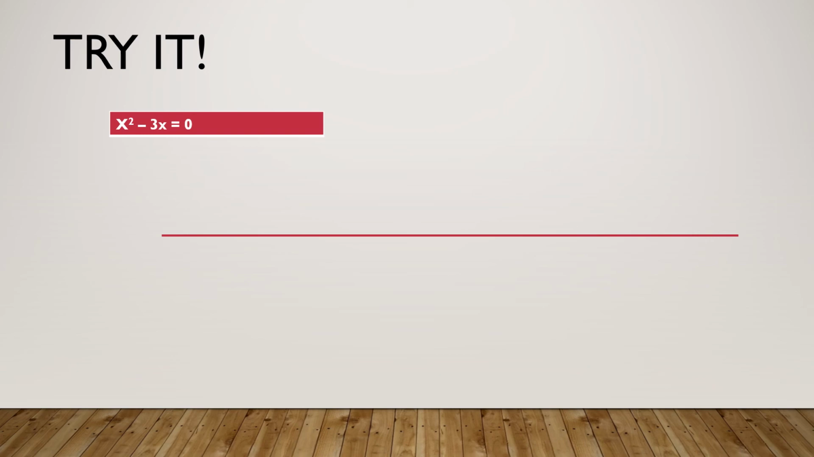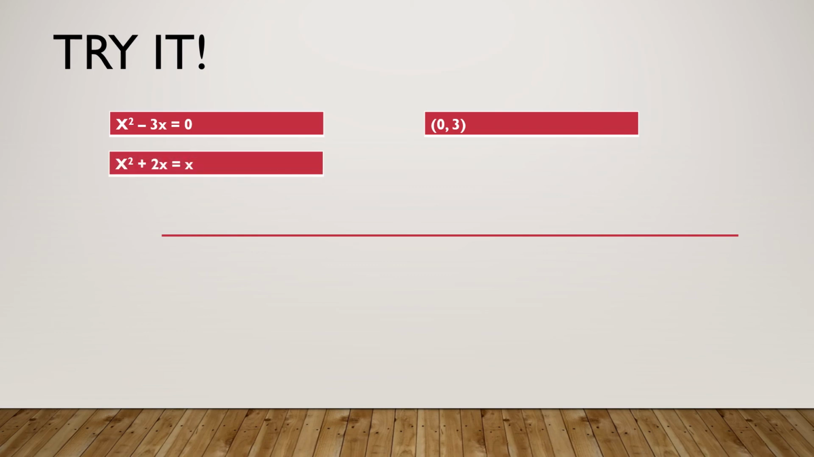So what are the solutions of this? Okay, so we have 0 and 3. Why? Because the factors would be x and x minus 3, right? So equate each factor to 0. So you have 0 and 3 as the solutions.